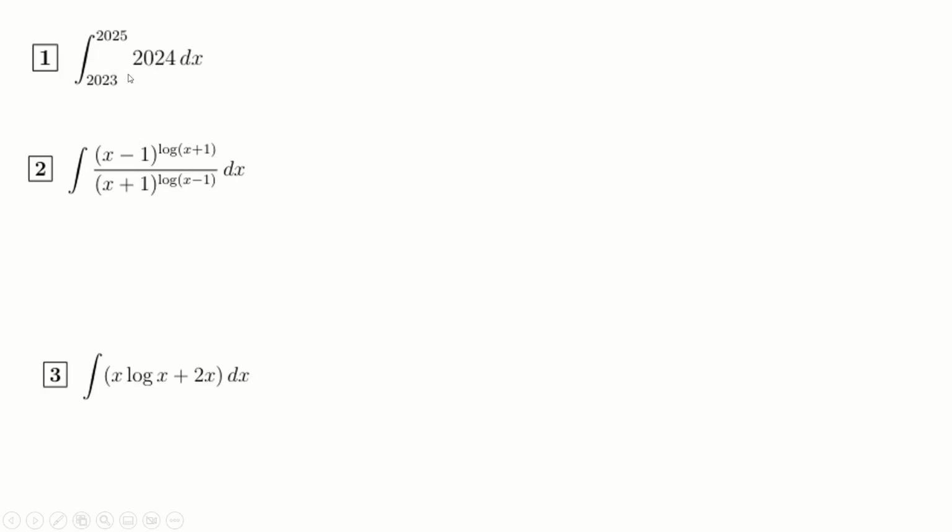The first integral is a joke integral. This is a line at 2024 up high, and it goes across 2, so the area is just 2024 times 2.